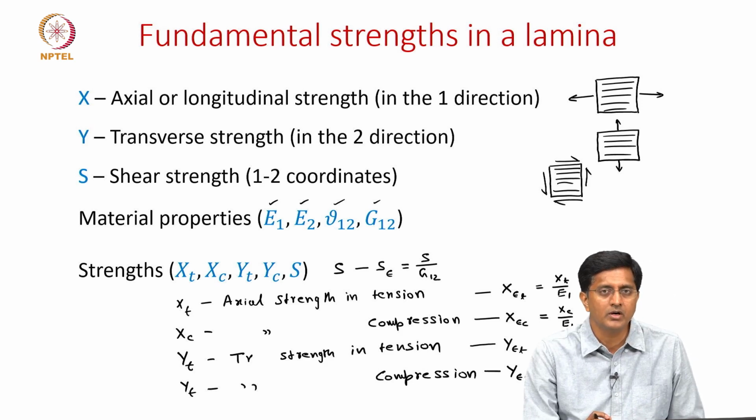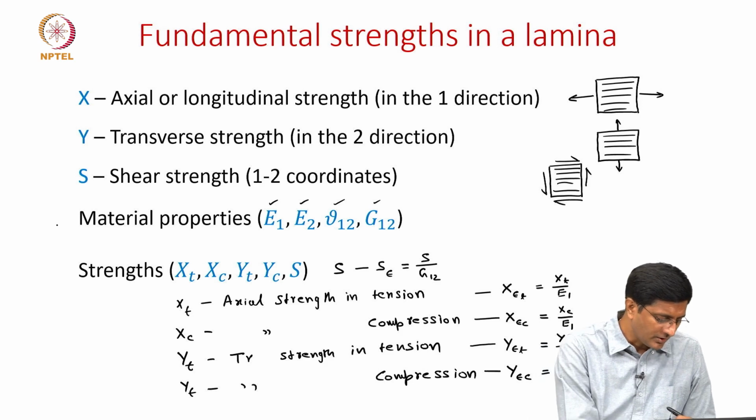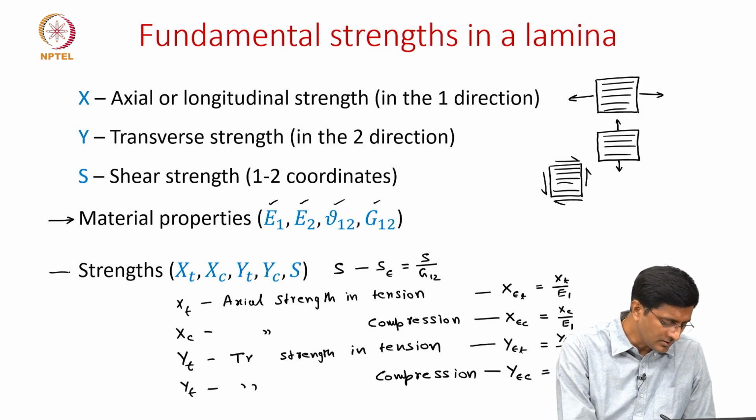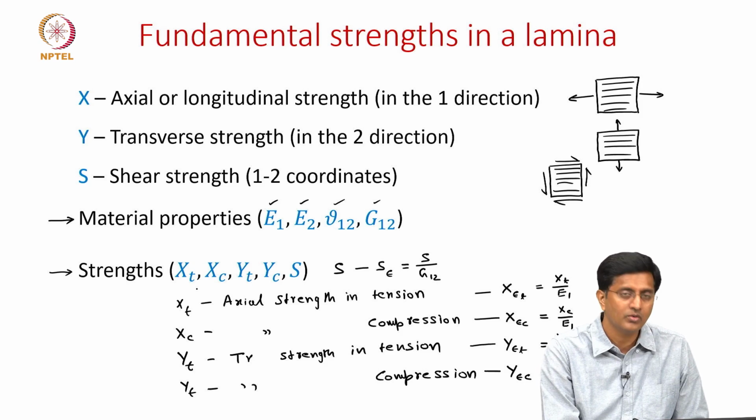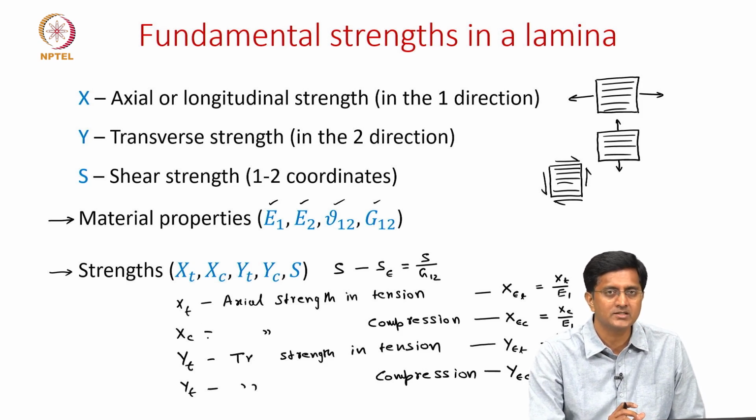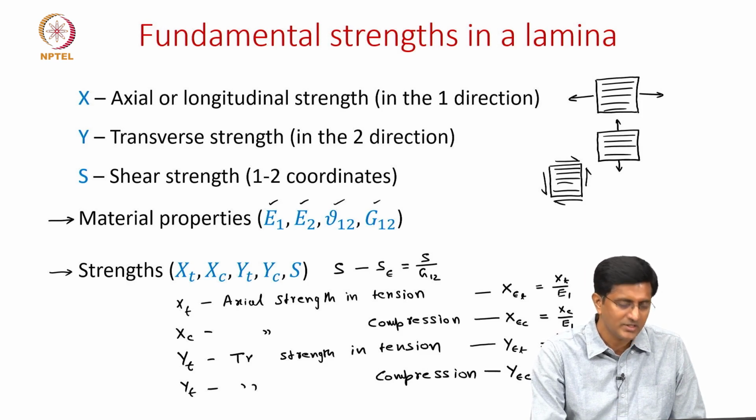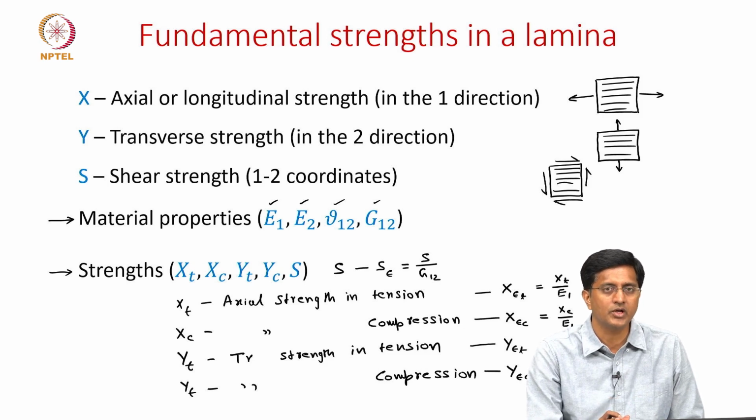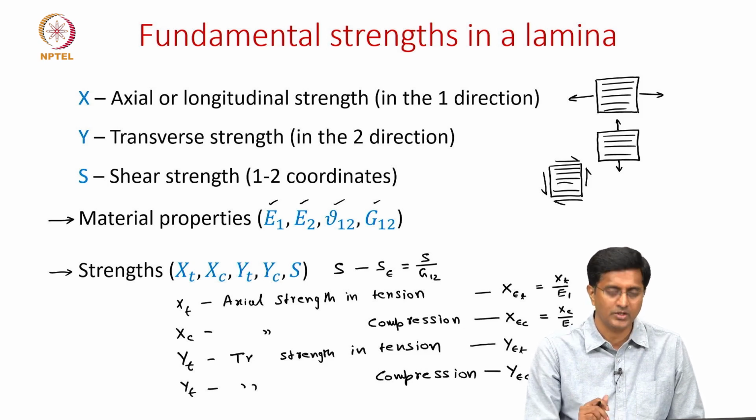In summary, what we have learned in this slide is, for stiffness, we use four elastic constants: E1, E2, nu12 and G12. But for strengths, we will define five strengths, which are XT and XC, standing for the axial strengths in tension and compression, YT, YC for transverse strength in tension and compression, and lastly S for shear strength. And for all these five strengths, we have the corresponding failure strains, given as X epsilon t and so on and so forth.